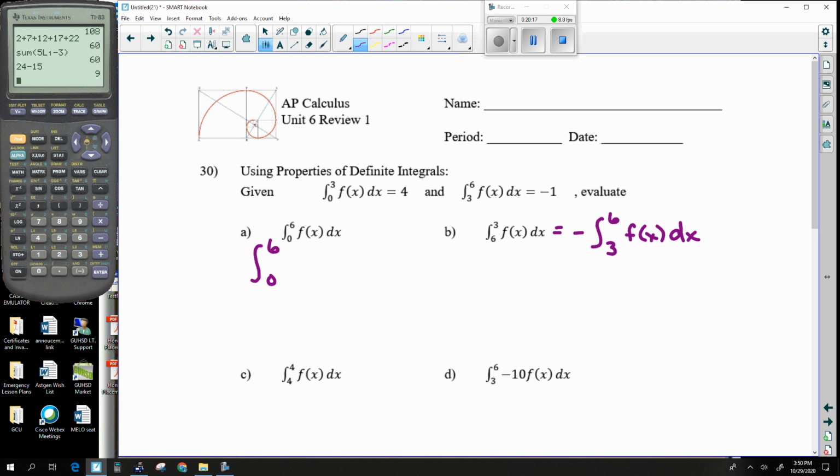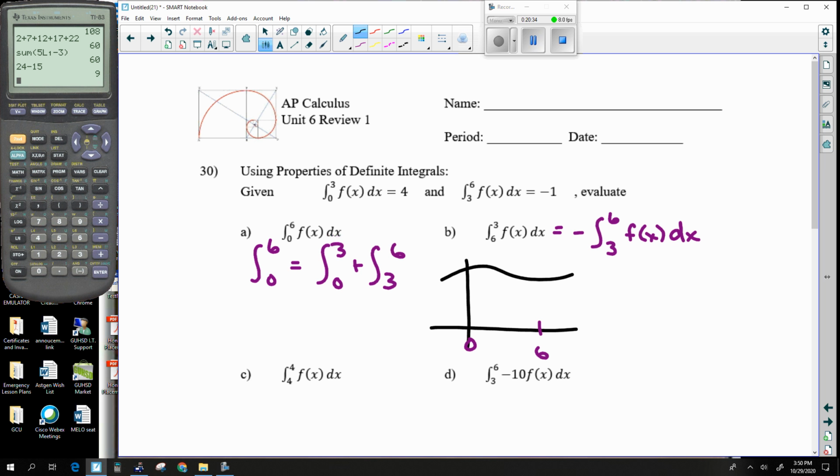If I'm going from 0 to 6, you can break that area up into smaller bits. So 0 to 3 and 3 to 6. So again, the concept is this. If I want to go from 0 to 6, that's the same thing as taking 0 to 3 and 3 to 6. That's the same difference.